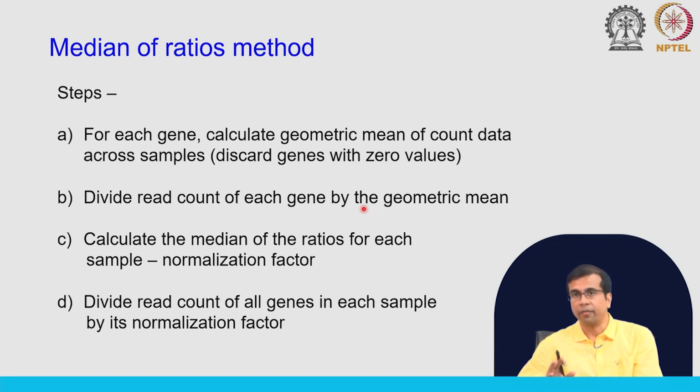So, these are the 4 steps. We have the first step where we calculate the geometric mean for each gene. We divide read count by the geometric mean, and once we get some ratios, we calculate the median of those ratios for each sample, and those median values for each sample will be the normalization factors for those samples. And using that normalization factor, you divide read count of all genes in each sample. Again each sample will have its own normalization factor, and we will use that to divide the read count. So, let us now look at this in action, and that will be clear.